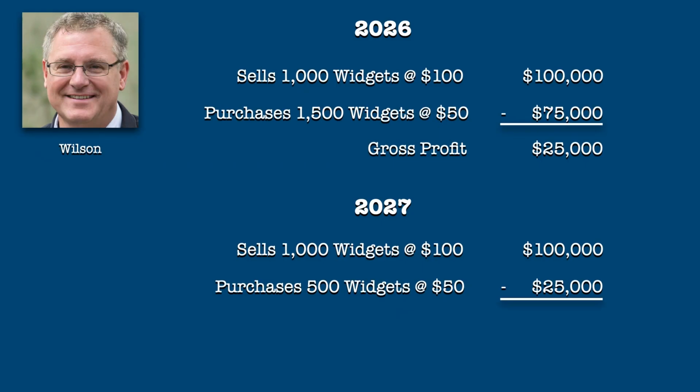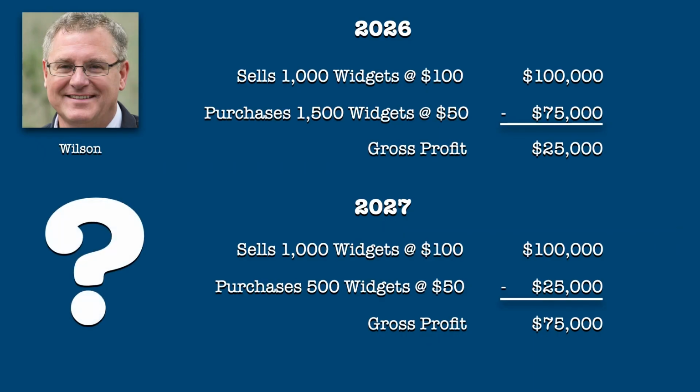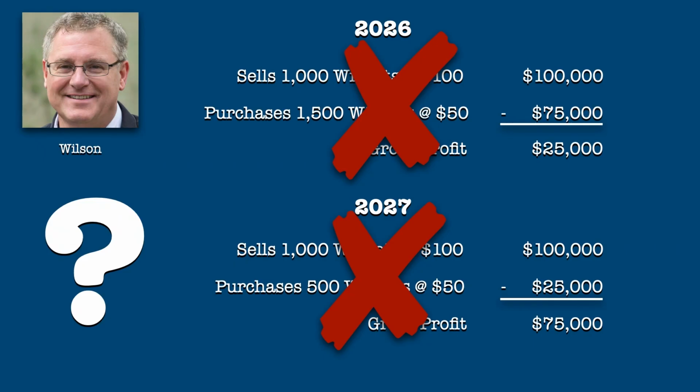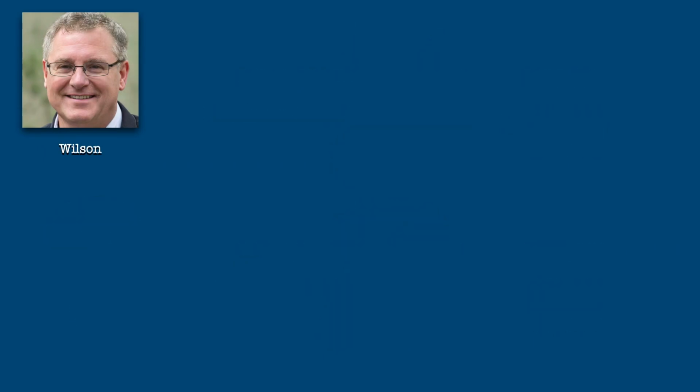Again, if he reduces his income by the $25,000 cost of the widgets he purchased, he would, in this case, end up with $75,000 in gross profit. The same activity, but wildly different gross profit figures. Which one is correct? Well, neither of them are. Now let's apply the matching principle.